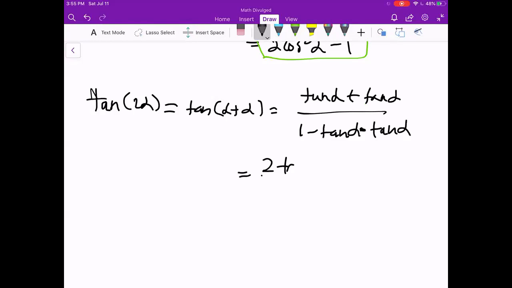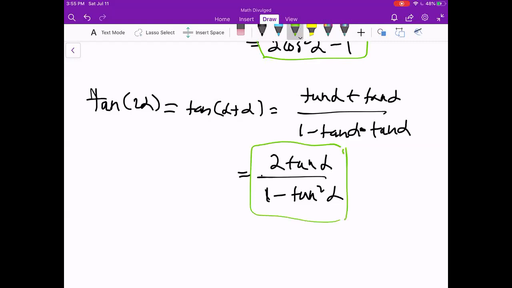over 1 minus tangent squared alpha. And this is the double tangent formula. So now we have our 3 double angle formulas. And like I said, you don't have to memorize these, it's recommended, but you can always derive them from the sum and difference formulas we talked about earlier.